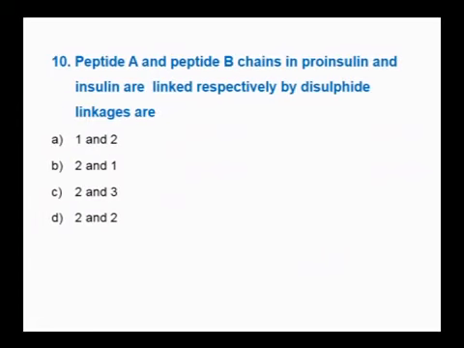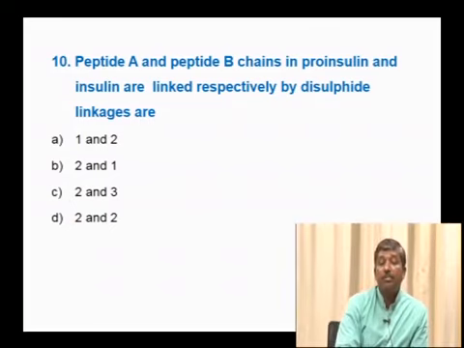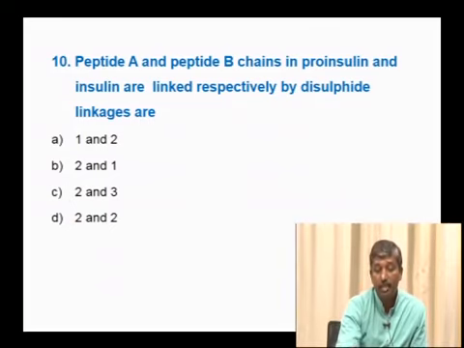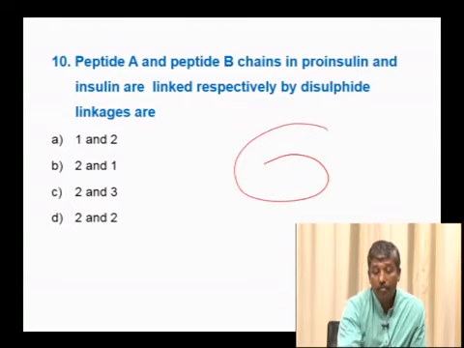So, peptide A and peptide B chains in pro-insulin and insulin are linked respectively by... So, here that is chain.